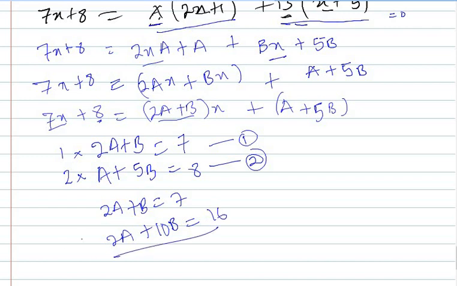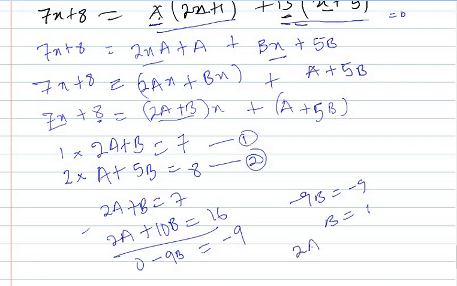So we can use elimination, subtracting the second from the first: 2a minus 2a is 0, then minus b minus 10b, we have minus 9b, and 7 minus 16 is minus 9. So minus 9b is equal to minus 9, then b is equal to 1. Then we can take equation 1 or 2 to substitute the value of b and get a.